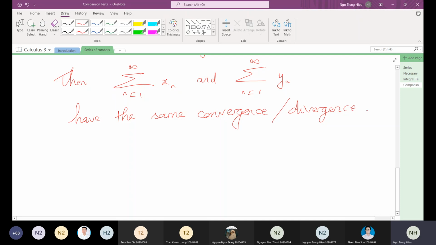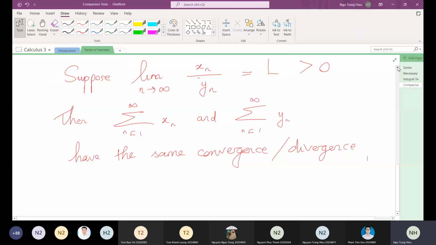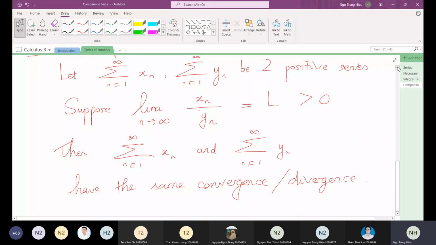Right, so this is our second comparison test. We have two positive series. The quotient xn over yn has a limit. Then the series either both converge or both diverge.